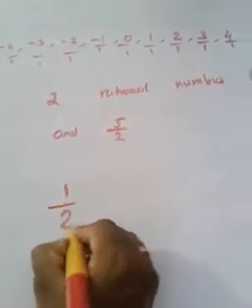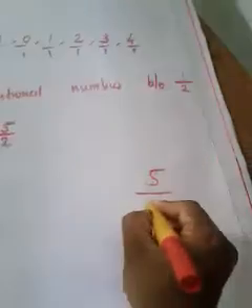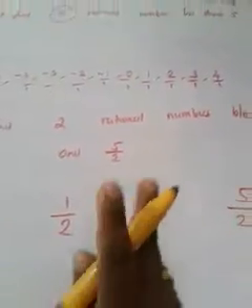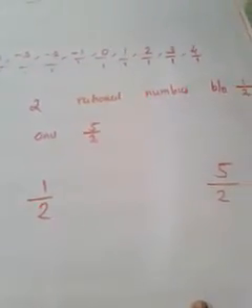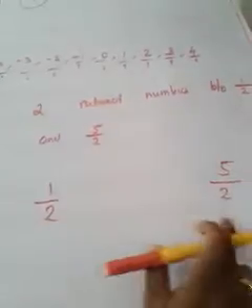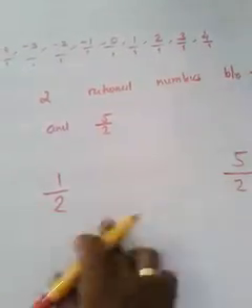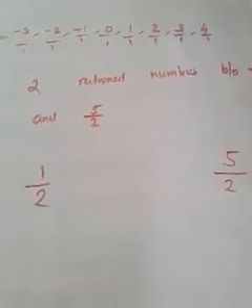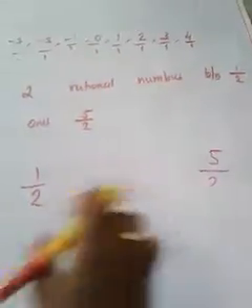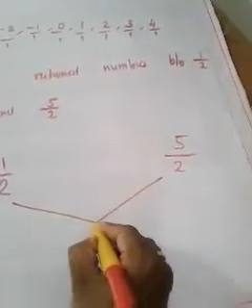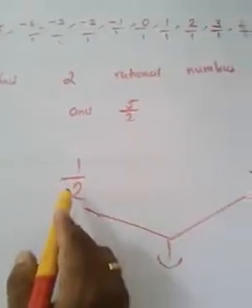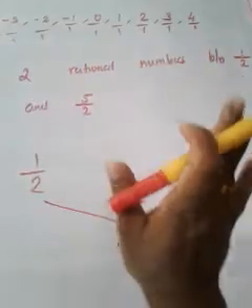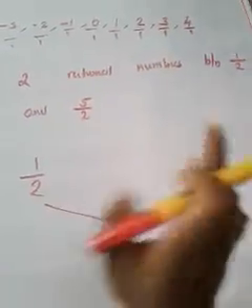What is the meaning of the question? Your first rational number is 1 by 2, your second rational number is 5 by 2. You have to find two rational numbers in between these two rational numbers. It is very simple, no? What is the specialty of these two rational numbers? Both denominators are the same. Then it is very simple to calculate two rational numbers in between. If the denominator is the same, it is very simple.